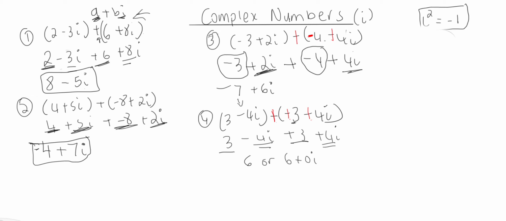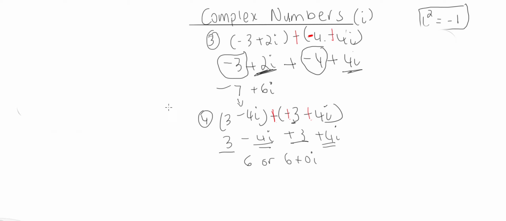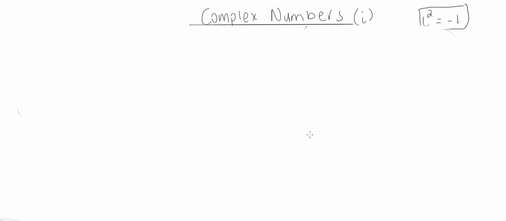Okay, so now let's go ahead and do multiplication. You are going to follow the same rules as you would multiply polynomials or x's and y's, except when you see i squared, you must replace that with a negative 1. Okay, so multiply the same way, except when you see i squared, replace it with a negative 1.